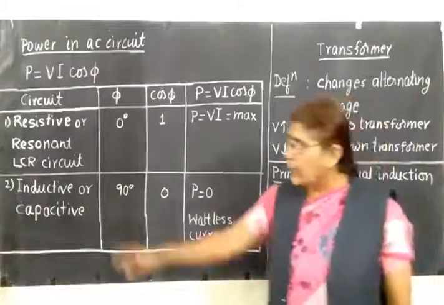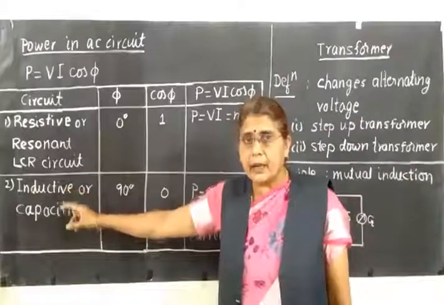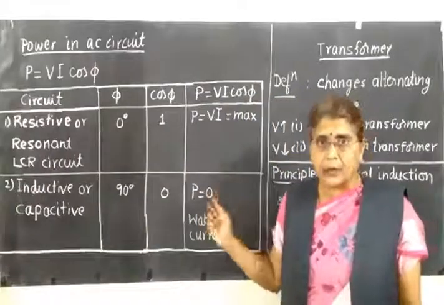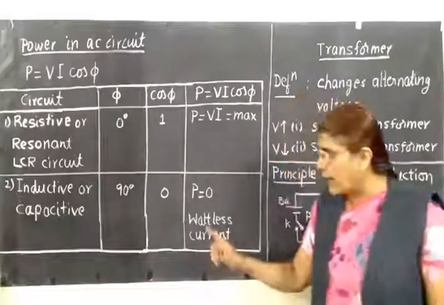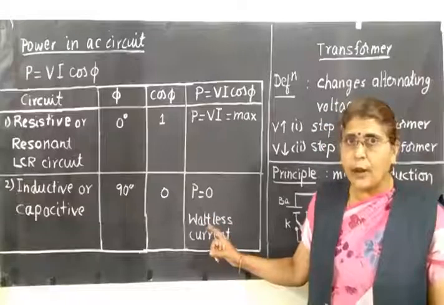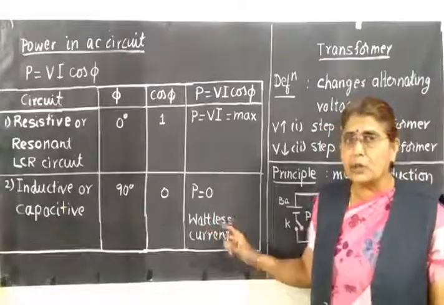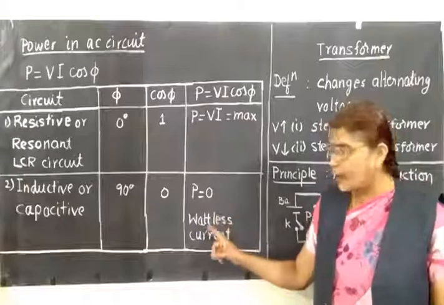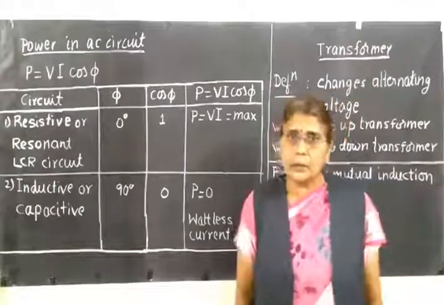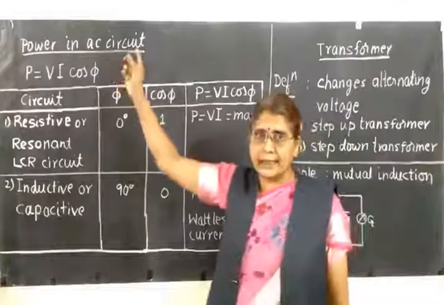Therefore, when current flows in a purely inductive or capacitive circuit, no power is dissipated, and therefore that current is called wattless current. You know, watt is the SI unit of power. So wattless, because no power is dissipated, it is called wattless current. So this is all about the power in the AC circuit.